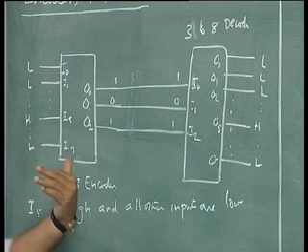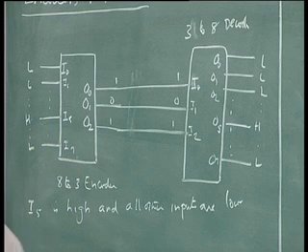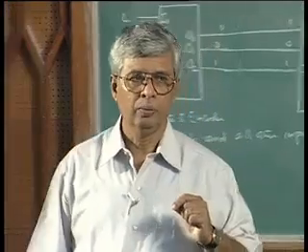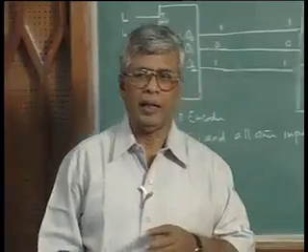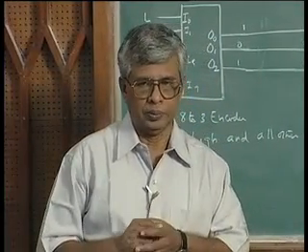So in such a case it will be called a priority encoder. Normal encoder or a priority encoder. A priority encoder will have a priority scheme built in, saying when more than one input is high, which of those inputs will be recognized and coded at the output.